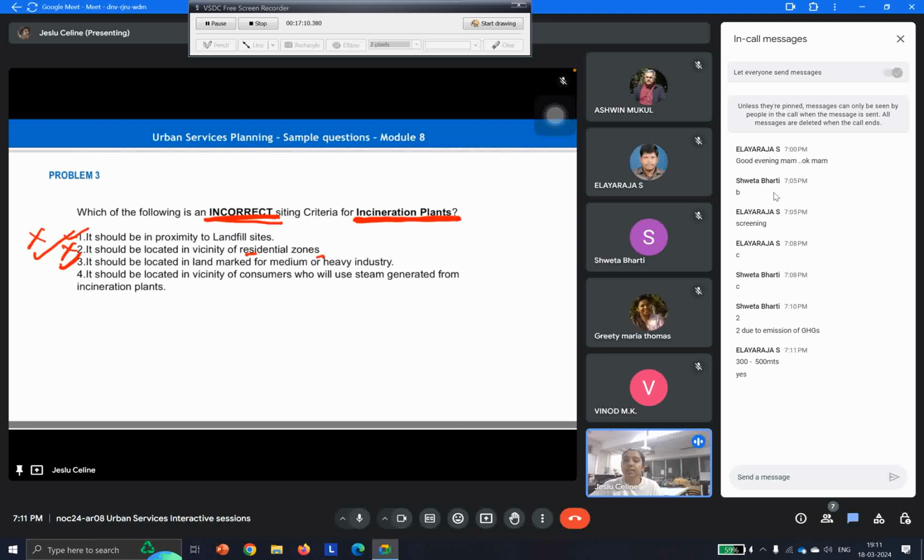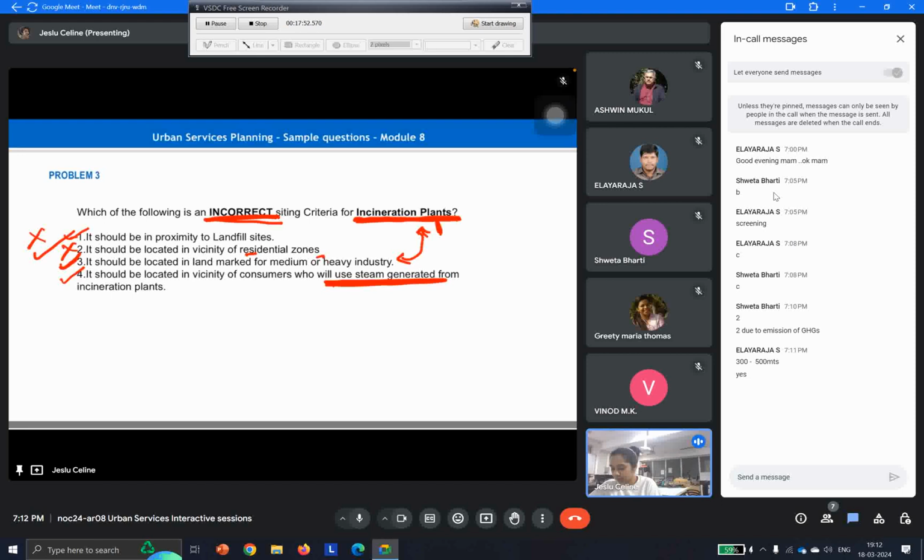Fourth one, it should be located in the vicinity of consumers who will use steam generated from the incineration plant. Yes, so that is also a correct statement, because whatever energy is generated from this incineration plant can be used in order to run these industries. So there is a two-way relationship which exists. If these are located nearby, in the vicinity of different industries or consumers who would use this steam which is generated, it would be much easier, because otherwise when we transport this heat, there can be losses. So if it's placed very close to each other, we can make maximum use of this heat which is generated from these incineration plants. So that's also a correct statement.